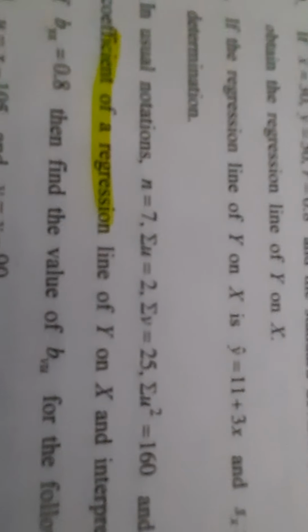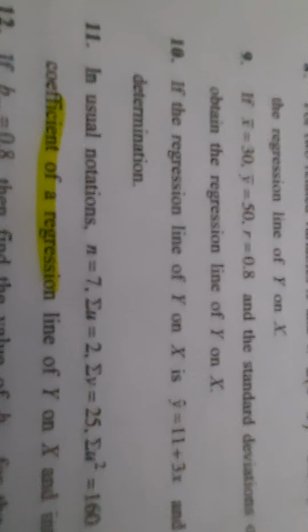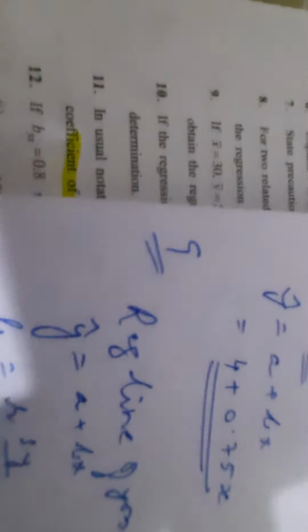Okay, question number 8. Now question number 9. If x bar is 30, y bar is 50 and r is 0.8 and the standard deviations of x and y are 2 and 5 respectively, obtain the regression line of y on x. Okay, so that answer is like this.